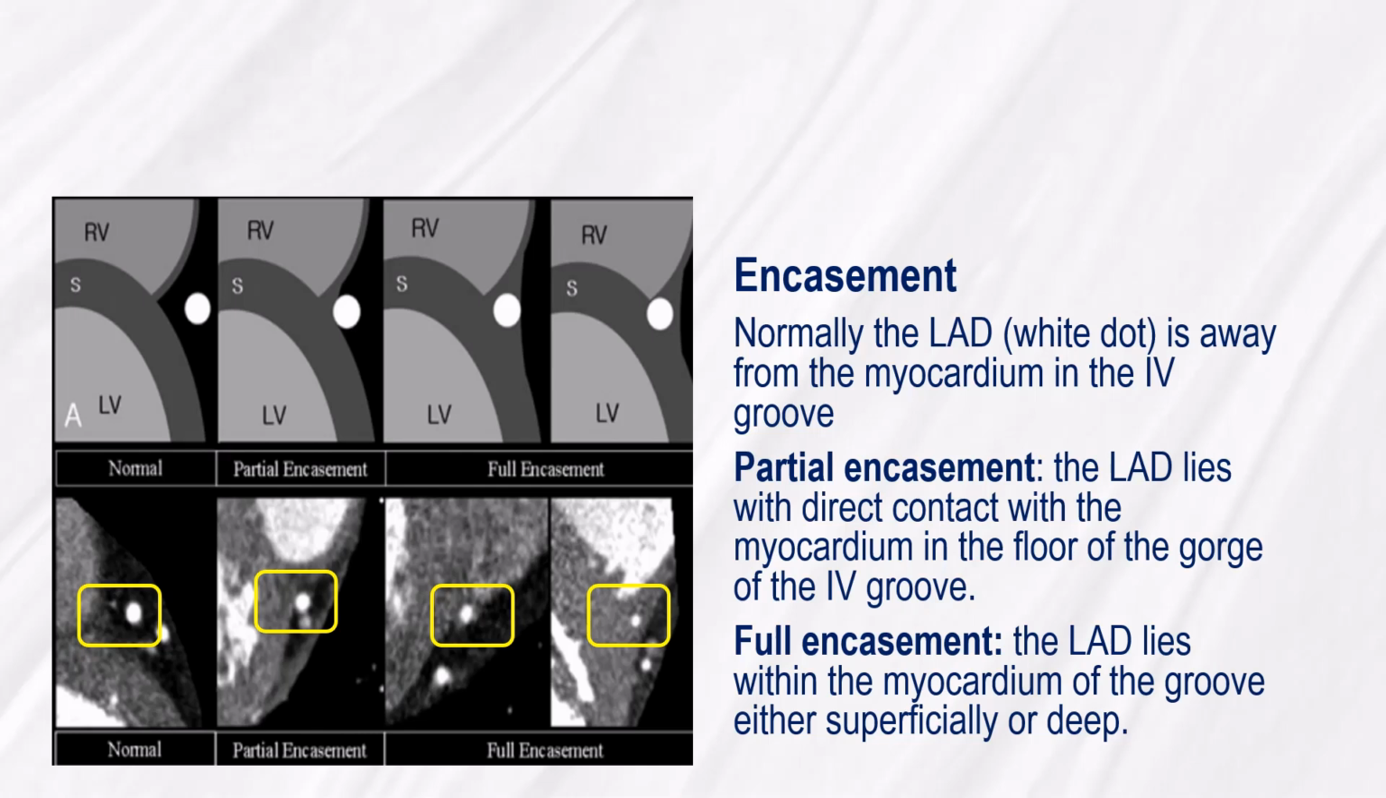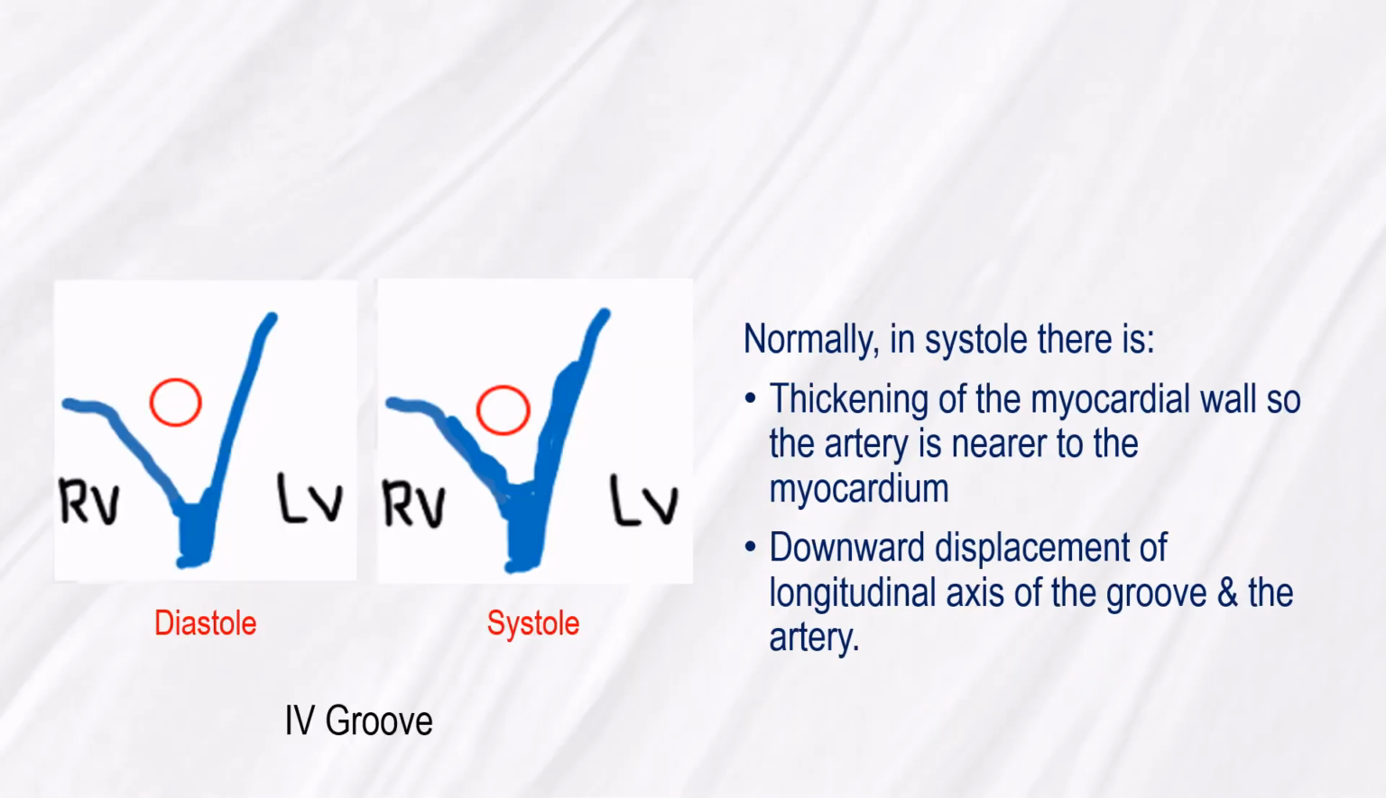With partial encasement, the LAD lies in direct contact with the myocardium in the floor of the gorge of the IV groove. While in cases of full encasement, the LAD lies within the myocardium of the groove, either superficially or deep. Normally in systole, there is thickening of the myocardial wall, so the artery is nearer to the myocardium, and there is downward displacement of the longitudinal axis of the groove and the artery.